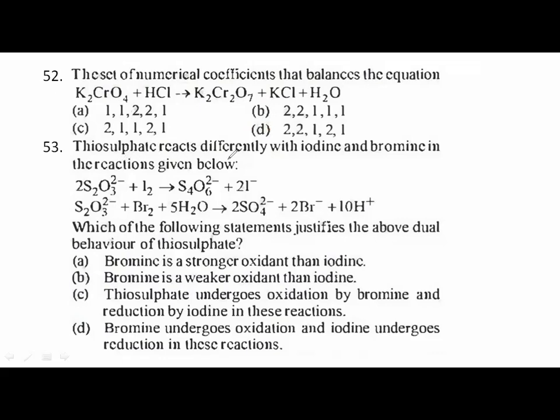Next, thiosulfate reacts differently with iodine and bromine. The reactions are given below. Which of the following statements justify the dual behavior of thiosulfate? You can see here it is forming S4O6 2-, and here it is forming SO4 2-. So what is the correct justification? Bromine is a stronger oxidant than iodine, therefore we are getting S4O6 2- here. Thiosulfate undergoes oxidation by bromine and reduction by iodine, no, that is wrong, in both cases it is oxidation only. So the correct option is option B: bromine is a stronger oxidant than iodine.